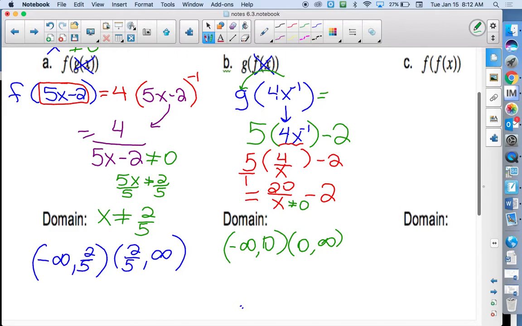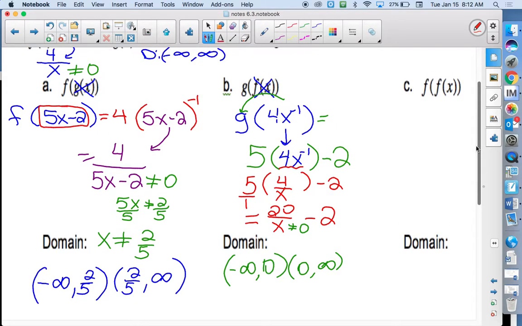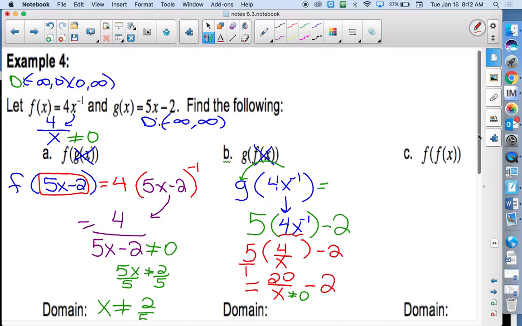Okay, so have a third one here with these equations. Trying to do the same exact thought process. So we have f of x. We're taking out f of x, keeping the outside variable. And then we're taking whatever's inside here and replacing it for f. Well, f says 4x to the negative 1.